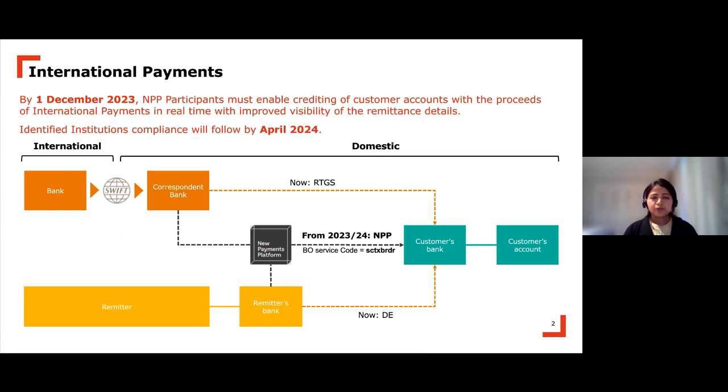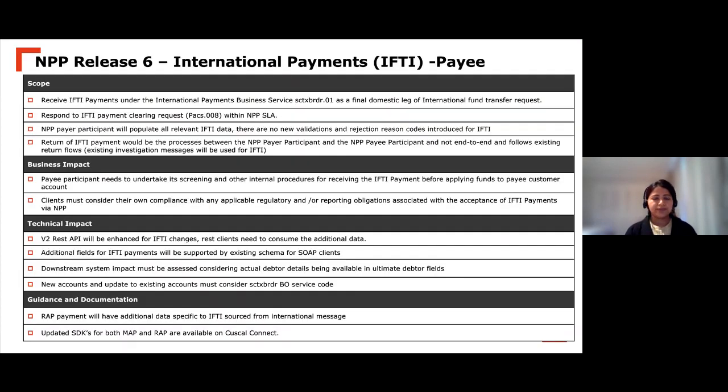Apart from SWIFT, there are other channels where international funds can be received from overseas. Right now they use SDE to settle the domestic leg. With the IFT coming into the picture, NPP will be used, with the introduction of the new BO service code, to credit the customer account. This is just at a high level where NPP fits into these international payments.